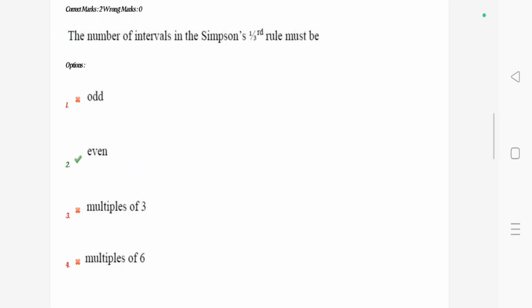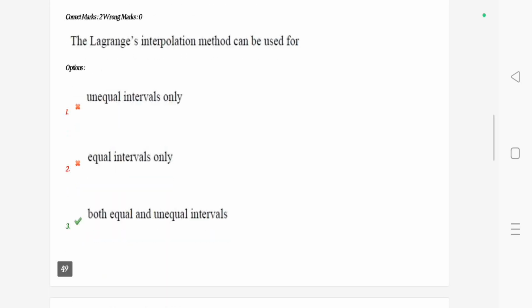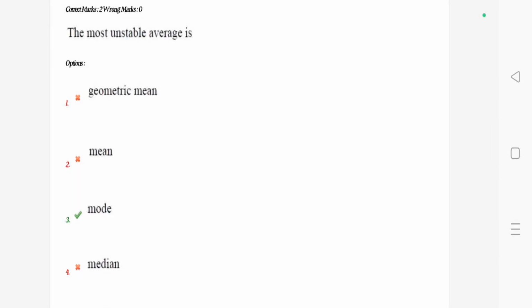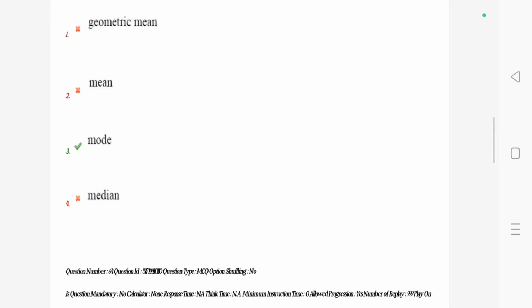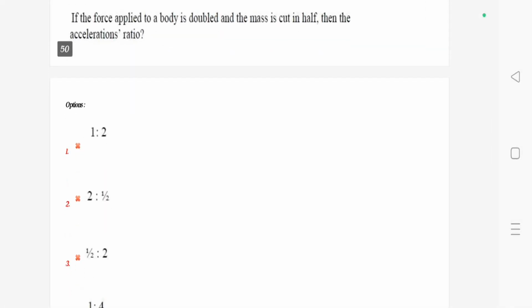Next question. The number of intervals in Simpson's 1/3 rule must be even. Next question. The Lagrange's interpolation method can be used for both equal and unequal intervals. Next question. The most unstable average is mode. Next, 64th question. If force applied to the body is doubled and mass is cut in half, then acceleration ratio is 1:4.